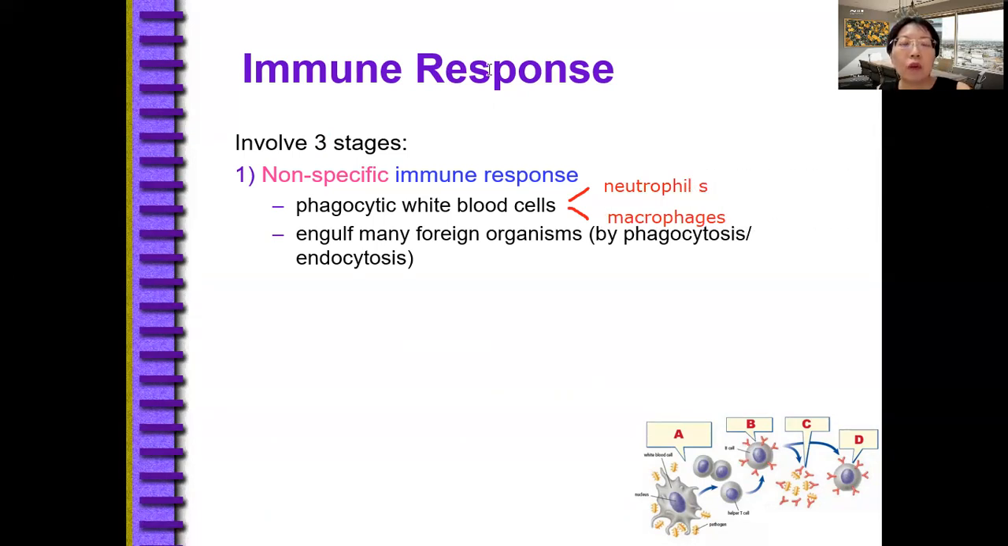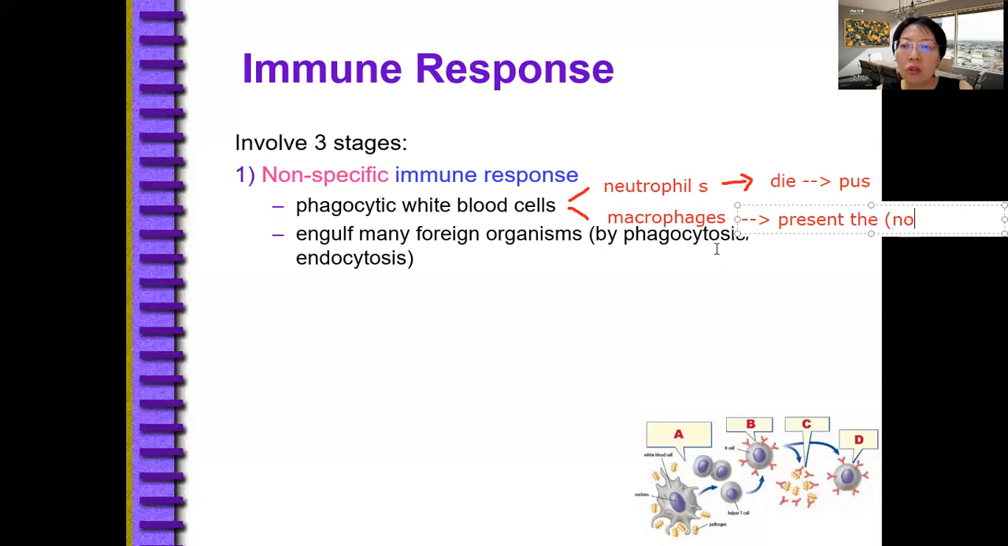But the difference is that neutrophils, after they phagocytose, will die. So they're short-lived. They will die and become part of the pus in the region where infection occurs, right? Whereas macrophages are long-lived, they will not die. They're supposed to move inside our body or circulate in our body, and their main function is to present the non-self antigen in order to launch the specific immune response.